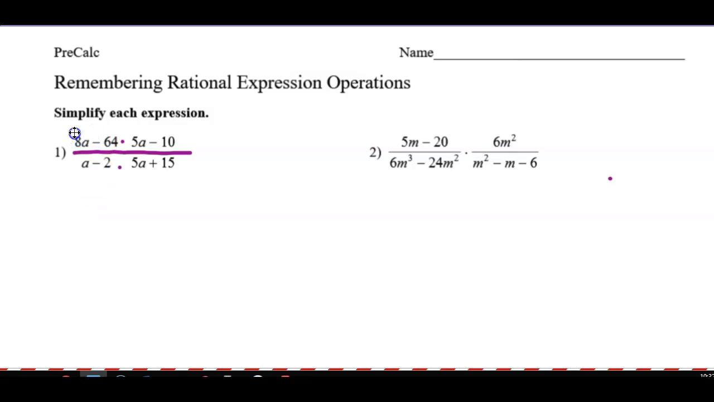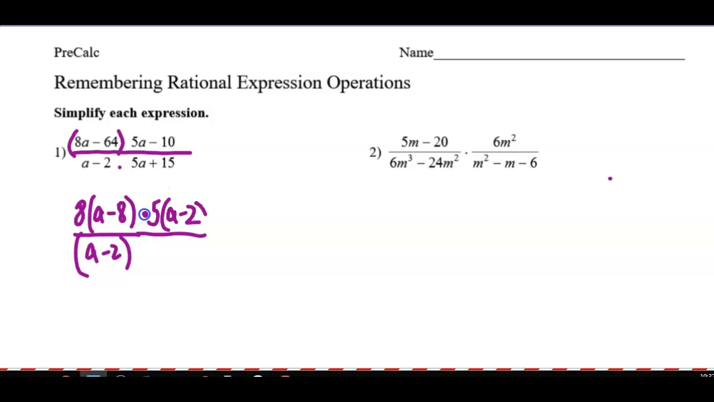All right, so we're going to take this one and take an 8 out. And we have an a-2 down here. And then over here, we can take a 5 out of that one, and that'll become an a-2, which will divide out with this a-2. And then down here, we can take a 5 out, and that'll leave an a+3. Now these 5s also divide out. 5 divided by 5 is 1. So we have an 8 and an a-8 all over an a+3 left, okay?